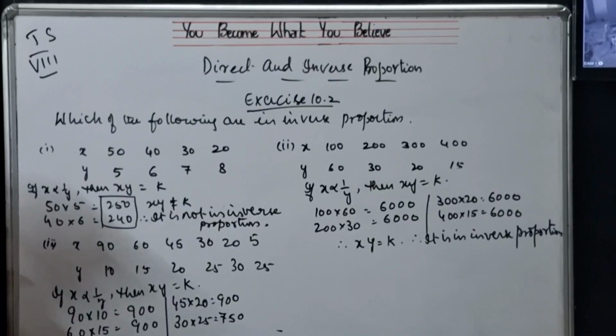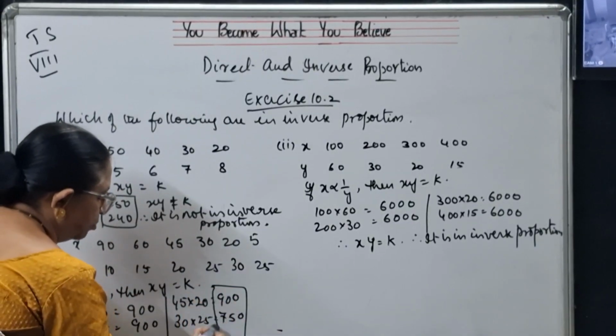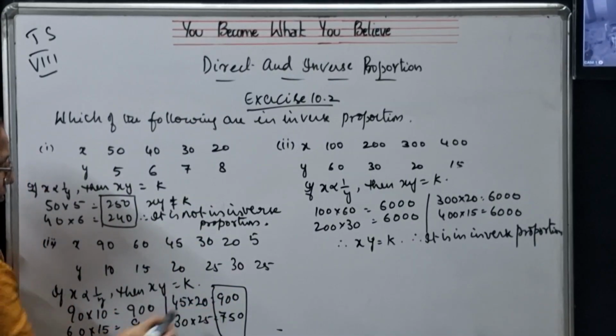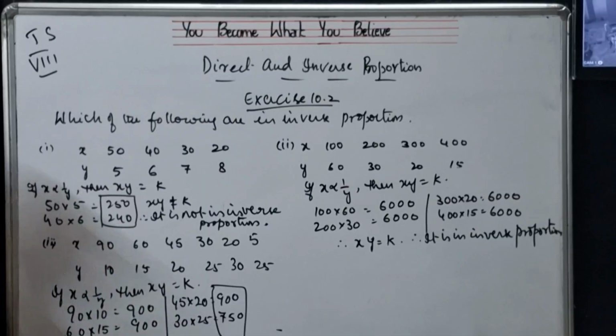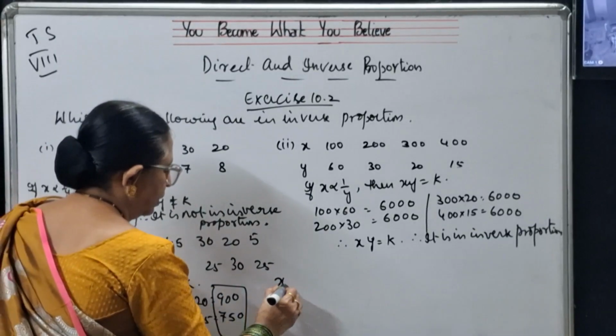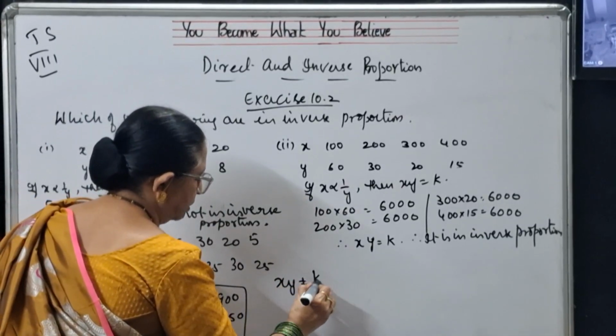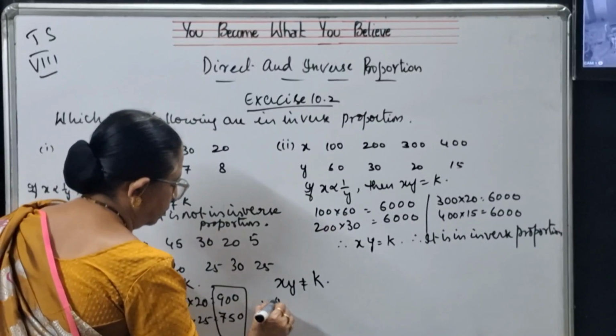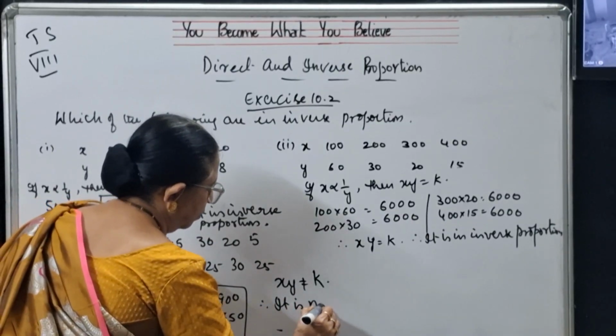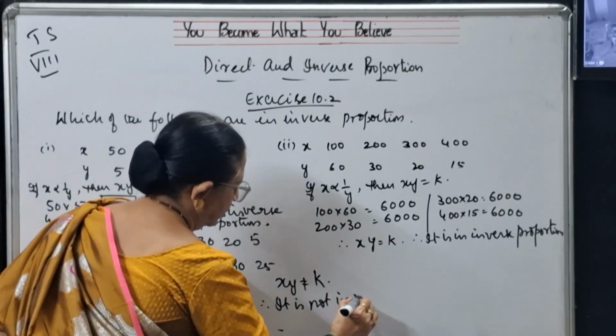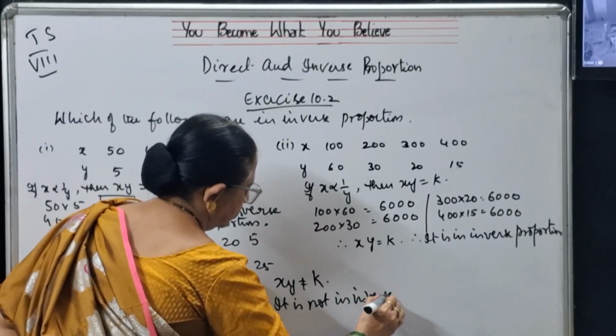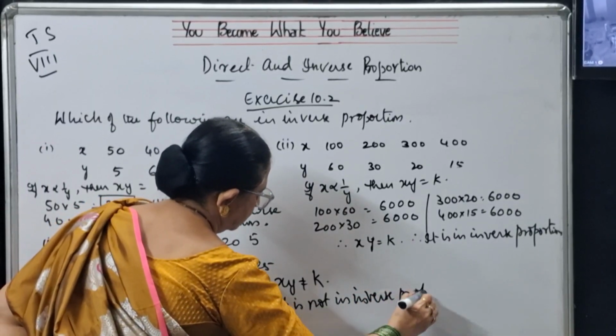Are we getting the same here? Here itself we are getting them as different. In all these cases they are equal. But here it is different. That means what? Xy is not constant. Therefore, it is not in inverse proportion.